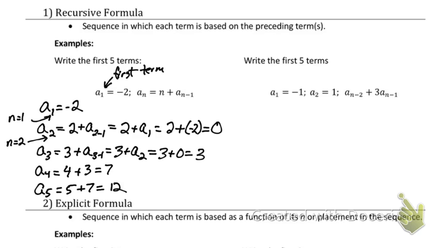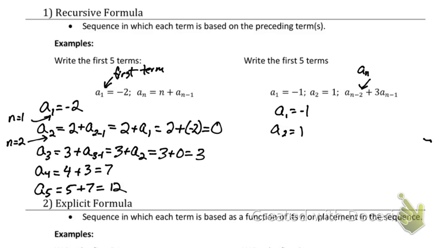Our next one says write the first 5 terms, but they gave us the first 2. They gave us a sub 1 equals negative 1, a sub 2 equals 1. So I just have to do the next 3. Whenever they give you 2 terms, usually you have to use both of them in the formula. So if we look here, we have a sub n minus 2 plus 3 times a sub n minus 1. It's not written like this, but you need to see it as this.